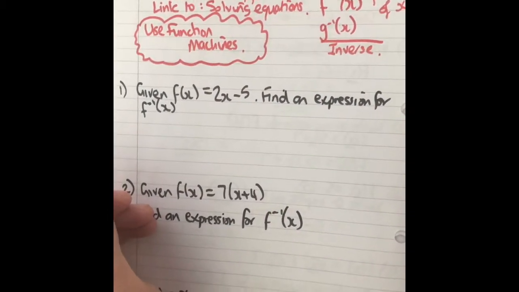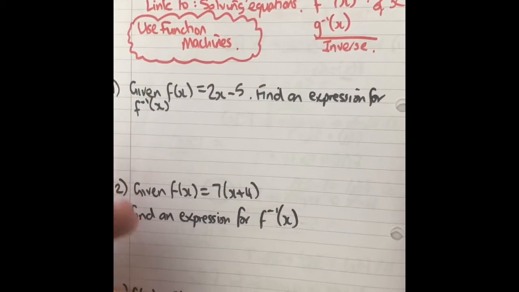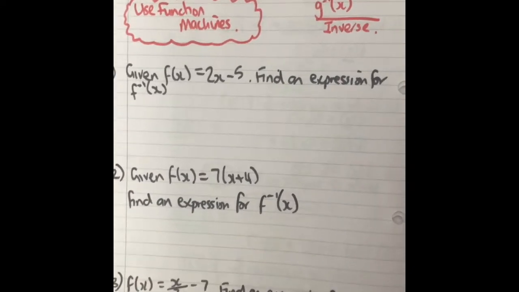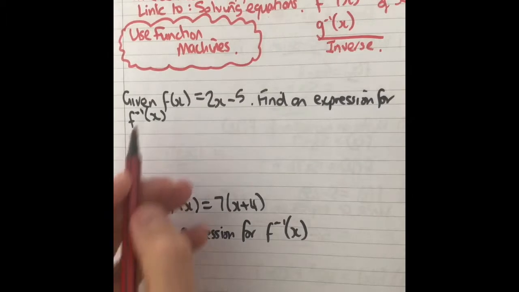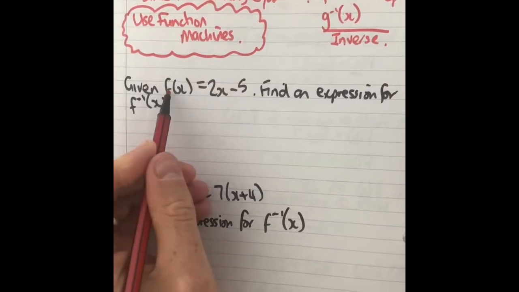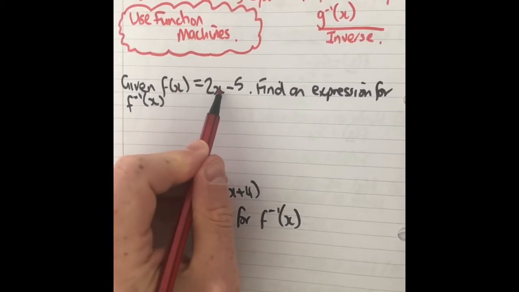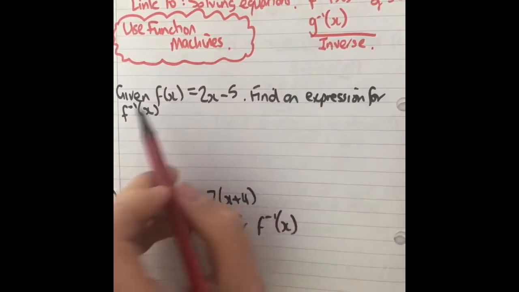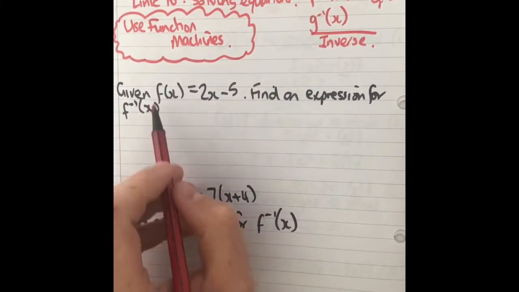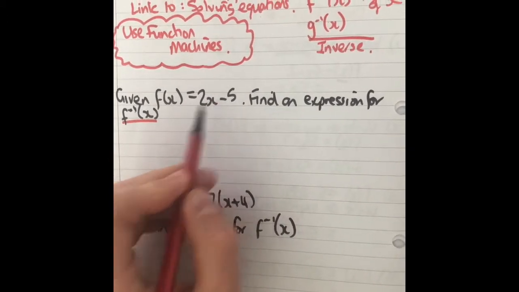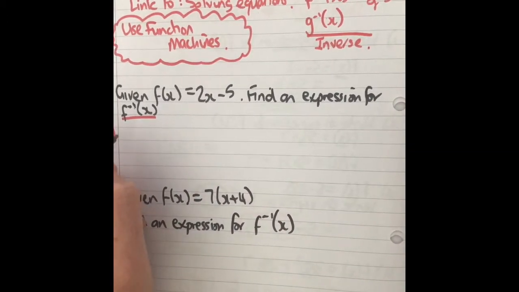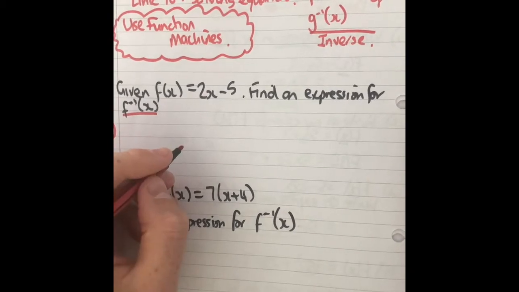Okay, so what we're going to do is a function machine for the expression you're given, and then we're going to do an inverse function machine for it. So first one, given f of x is equal to 2x minus 5, find an expression for f to minus 1 of x. That means find the inverse function for this. The first step is you're going to do a function machine that's forward.